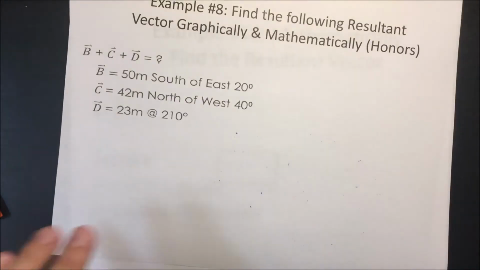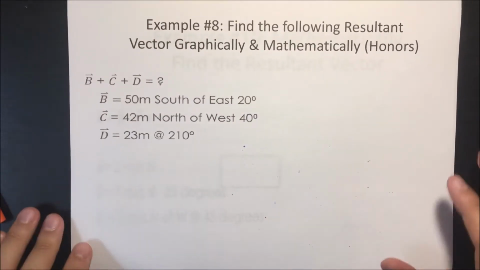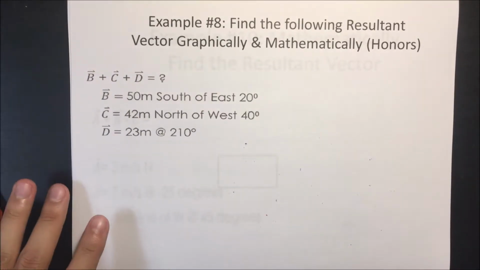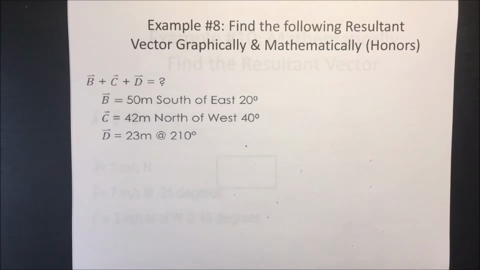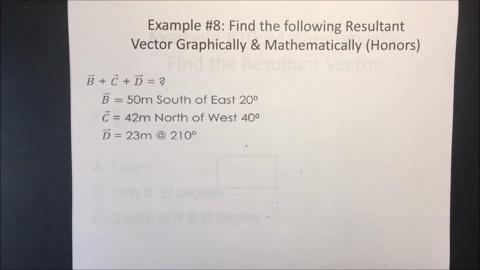Alright, next problem. Example number 8. Find the following resultant vector graphically and mathematically. We learned how to do it graphically before, so I'm not going to do it graphically. I'm just going to do it mathematically this time.